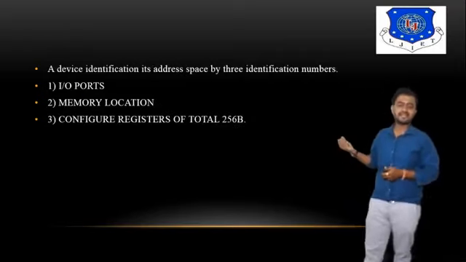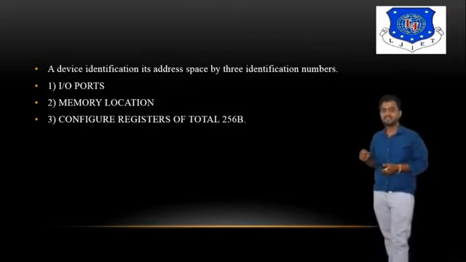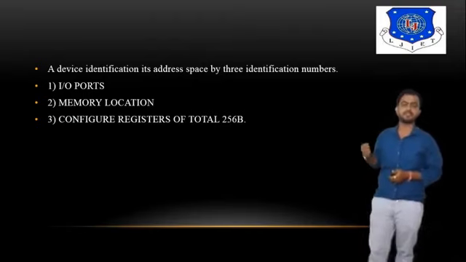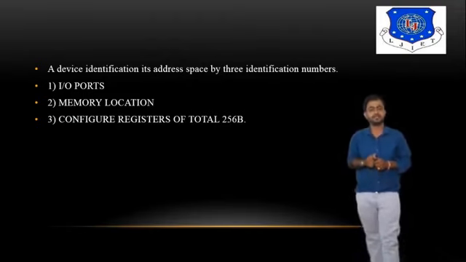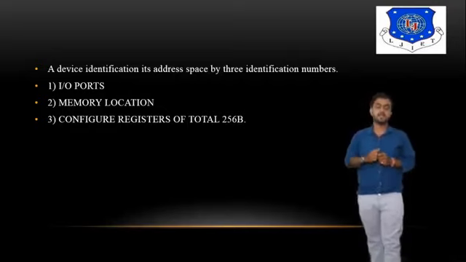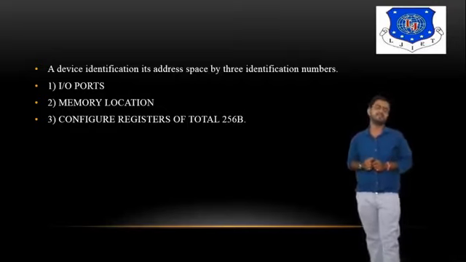For device identification address, there are 3 ways in terms of the device identification systems: IO port based, memory location based, and configuration register, totaling 256 bits, because ultimately we have a range of 8-bit configuration. So 2 to the power of 8 means we are talking about the 256-bit configuration.